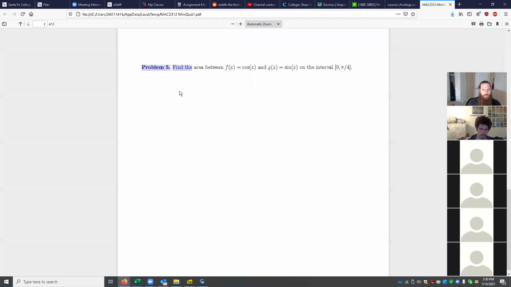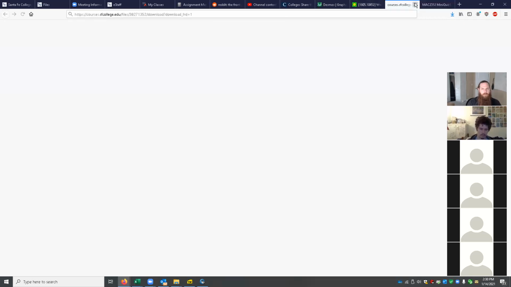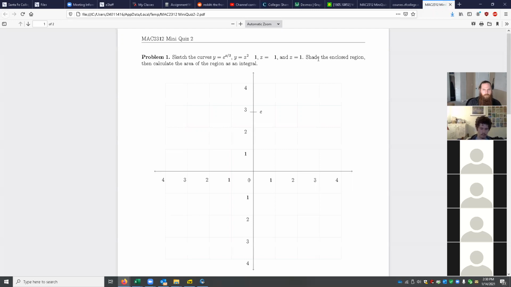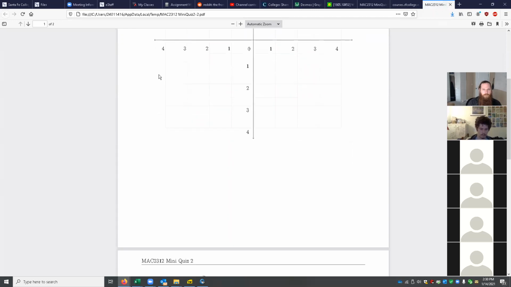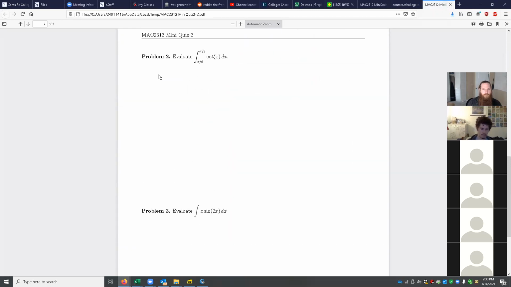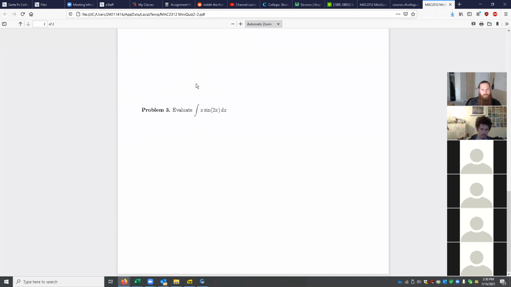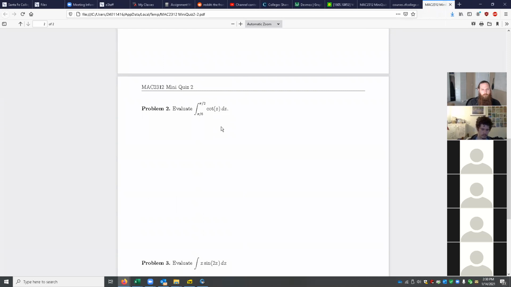One area between curve problem. And then mini quiz 2 has, I think, just one area between curves problem, or I just ask you to set it up. And then a couple more integrals to evaluate. Both of these are also U sub problems.